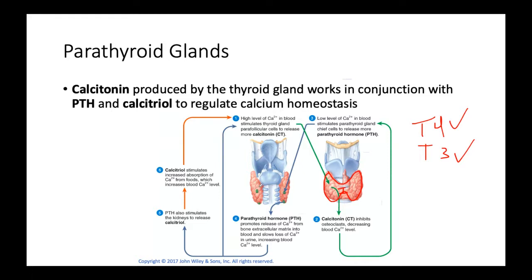On the picture on the left, we're looking at it from the posterior, where we see these two lobes on the back, and we see these small little green parathyroid glands. So the parathyroid gland produces parathyroid hormone, and the thyroid gland produces calcitonin. Now, both of these glands, the thyroid and parathyroid, are involved in regulating calcium homeostasis.